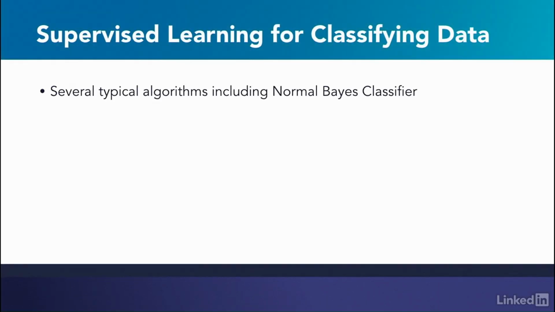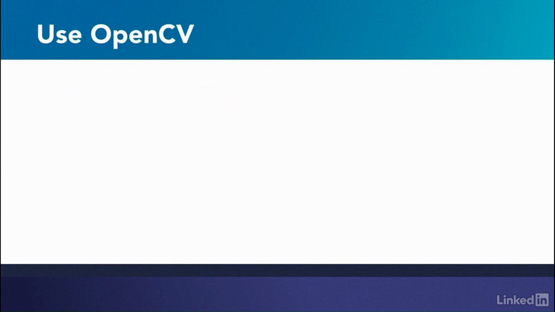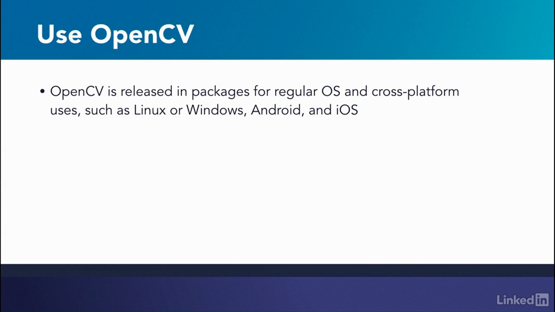There are several typical supervised learning algorithms for different problems, but we're not going through the mathematics here. Let's take a look at how to use a typical algorithm for classification called normal Bayes classifier. Programmatically, a common way to use such algorithm is using the math or machine learning library for your platform. Let's look at the popular OpenCV library, which contains the machine learning library with the normal Bayes classifier implementations. OpenCV has been broadly used in computer vision and machine learning applications. It has been released in packages for regular OS and cross-platform uses, such as Linux or Windows, Android, and iOS.